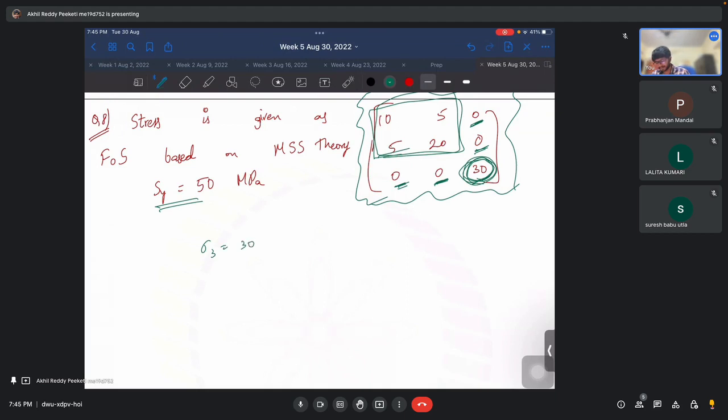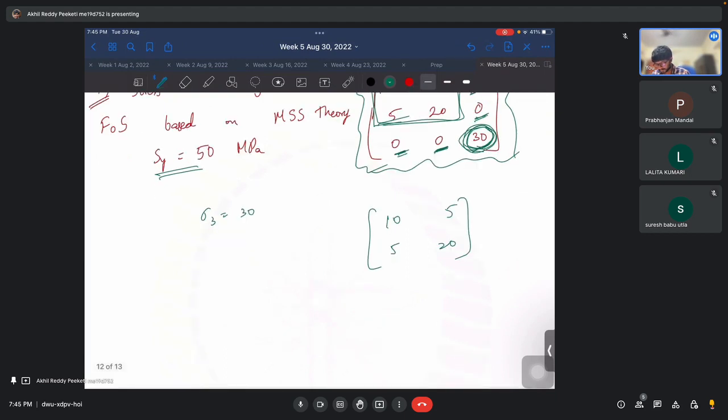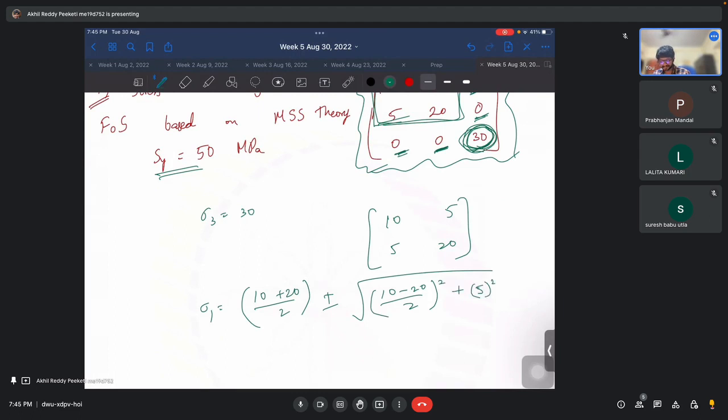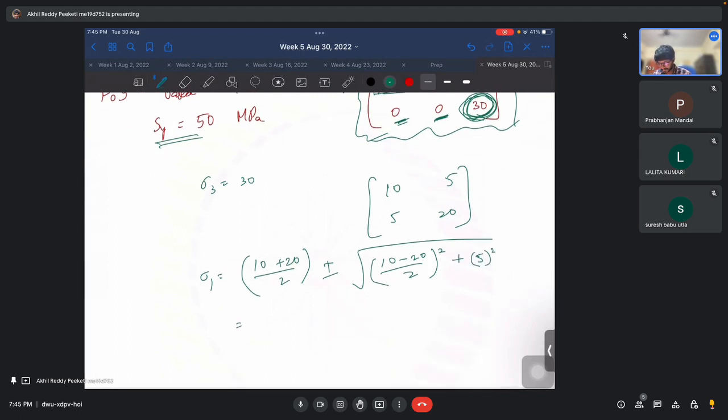Let's write directly. Now for the other part, 10, 5, 5, 20. So sigma 1 would be (10 plus 20) by 2 plus or minus root over ((10 minus 20) by 2) whole square plus 5 square. That is 10 plus 20, 30, 30 by 2, 15, plus or minus root of (10 by 2) squared, 5 square, plus 5 square.